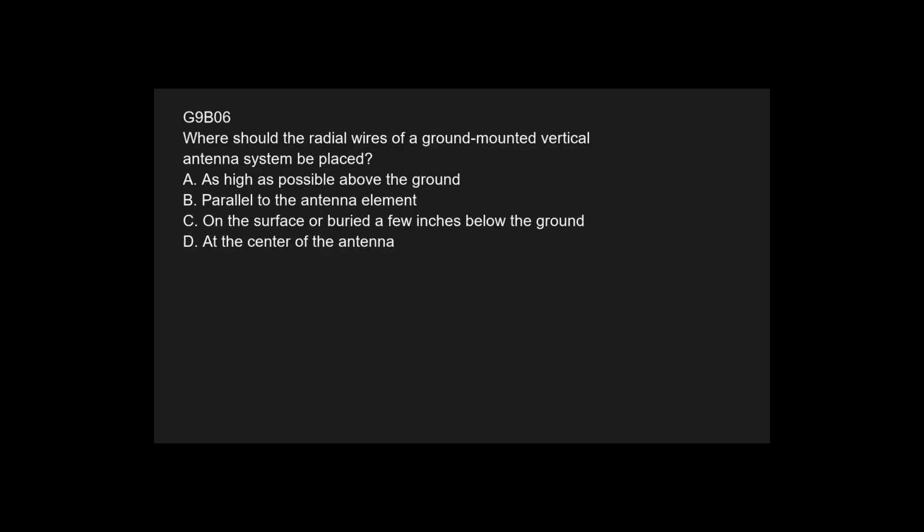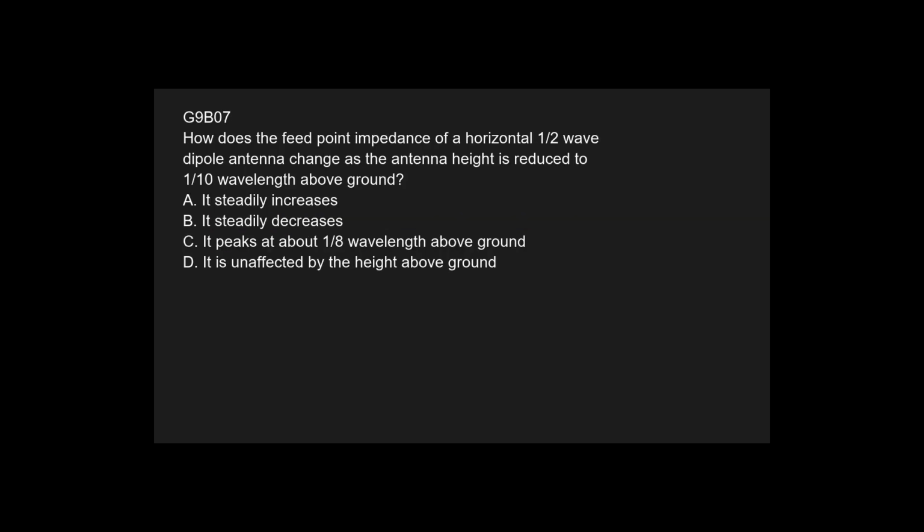Question. Where should the radial wires of a ground-mounted vertical antenna system be placed? The correct answer is C. On the surface or buried a few inches below the ground. Question. How does the feed point impedance of a horizontal 1/2 wave dipole antenna change as the antenna height is reduced to 1/10 wavelength above ground? The correct answer is B.